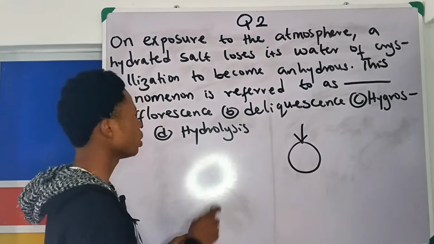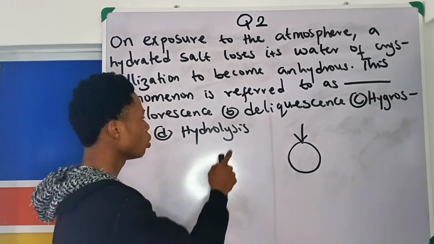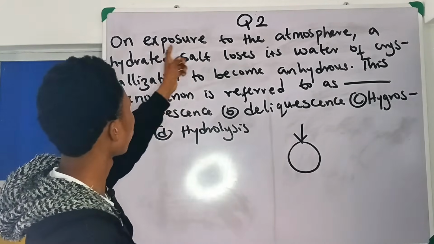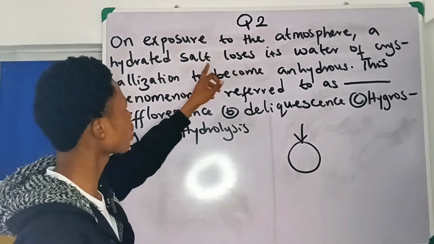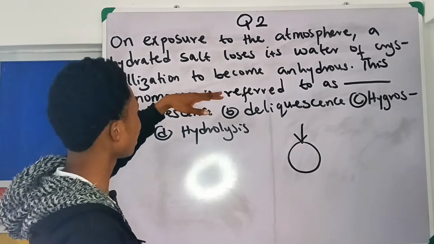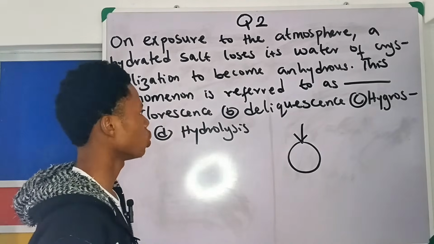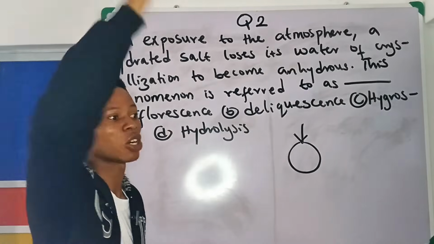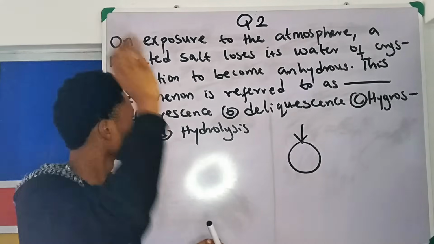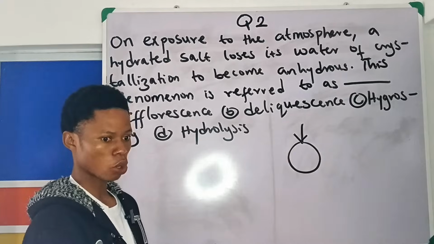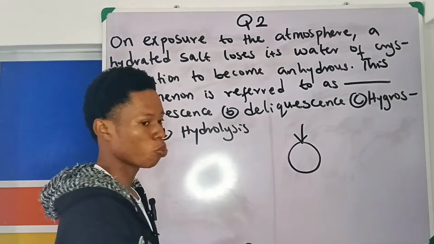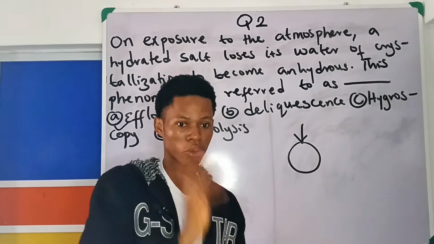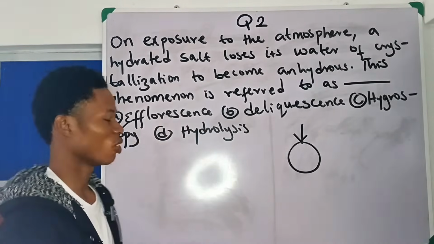Then hydrolysis. Lysis means breakdown. So in hydrolysis, you are using water to break bonds. So back to the question. On exposure to the atmosphere, a hydrated salt loses its water of crystallization to become anhydrous. This phenomenon is referred to as what? Efflorescence. Remember, it's efflorescence that is giving out water to the atmosphere. Deliquescence is absorbing water and forming a solution. Hygroscopy is absorbing water but not forming a solution. Hydrolysis, you are using water to break bonds. So the answer to this question is what? Efflorescence. Is it not simple?